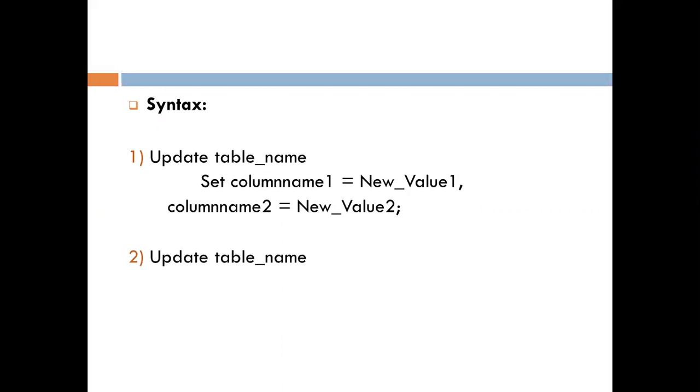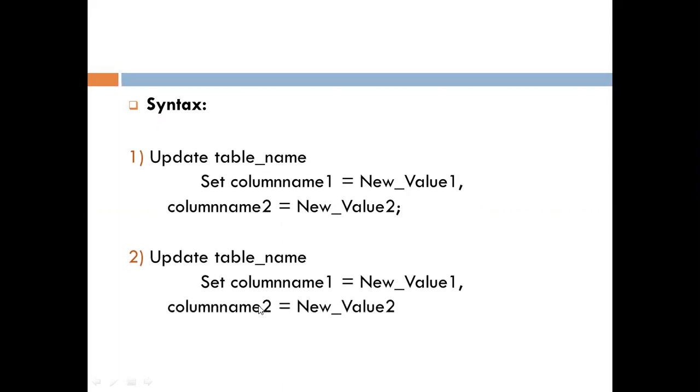Second syntax: update table name, set first column is equal to new value, comma, second column is equal to new value. Here we are using a condition. So pass your condition using the where clause. Where condition, put the semicolon.